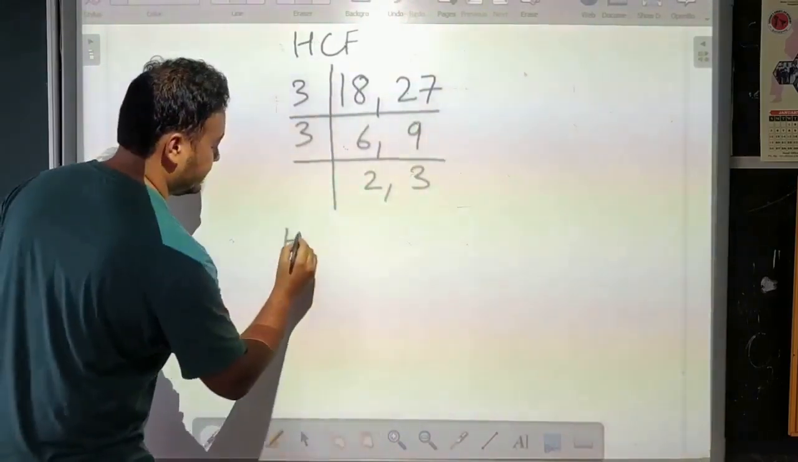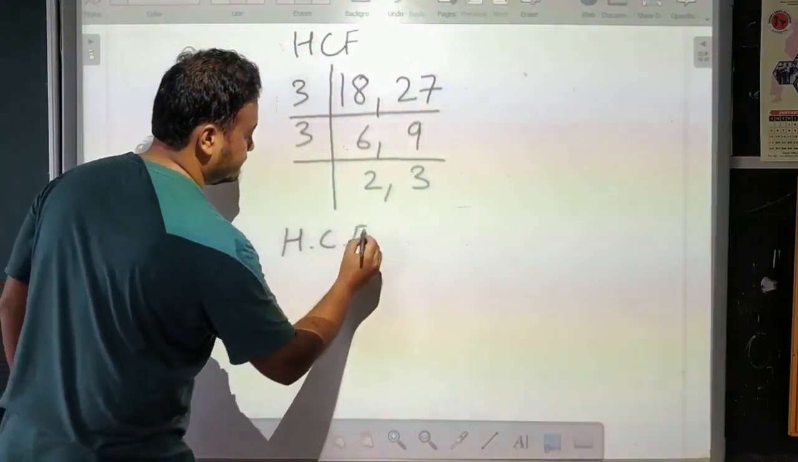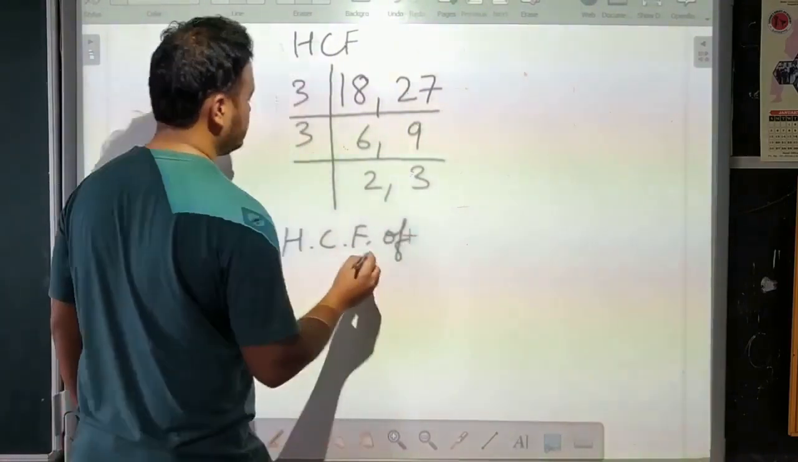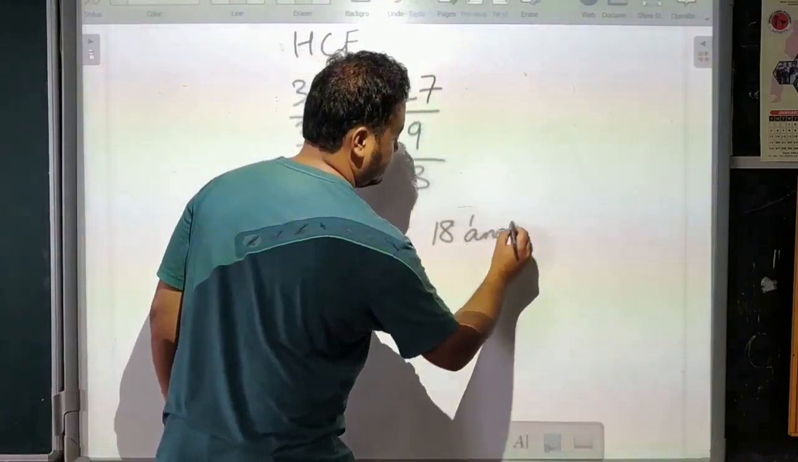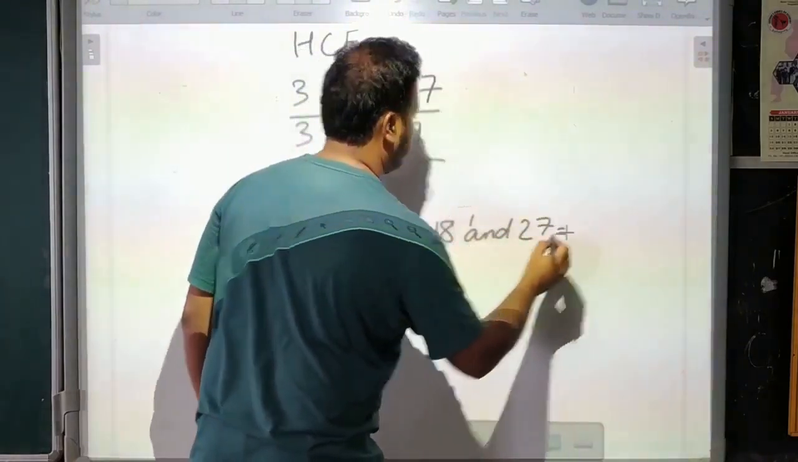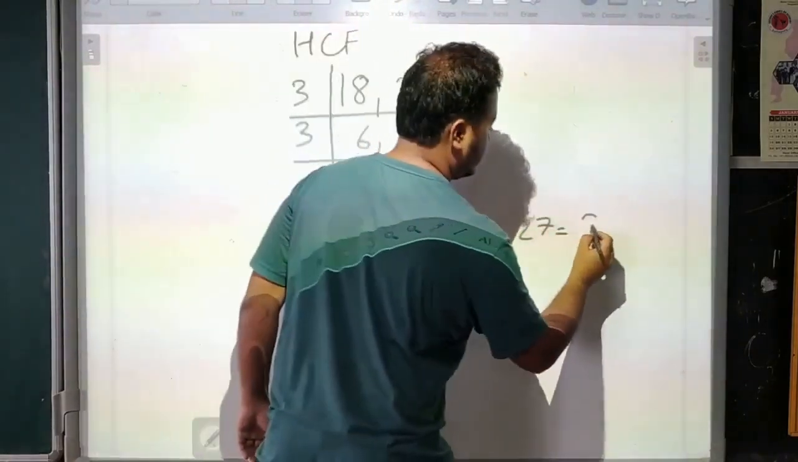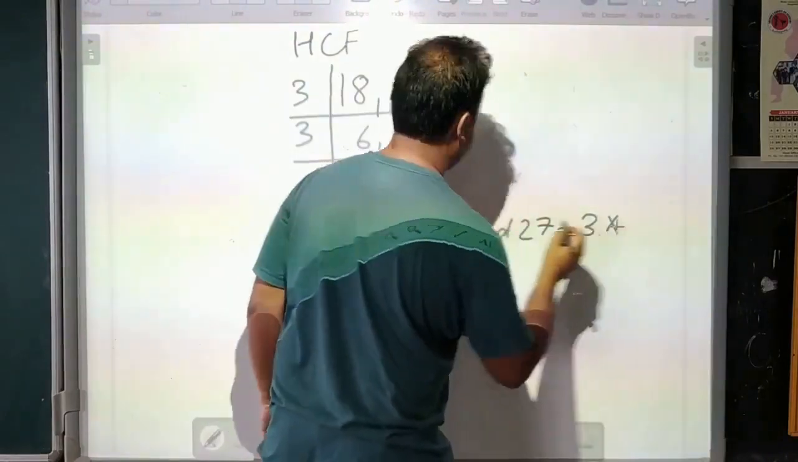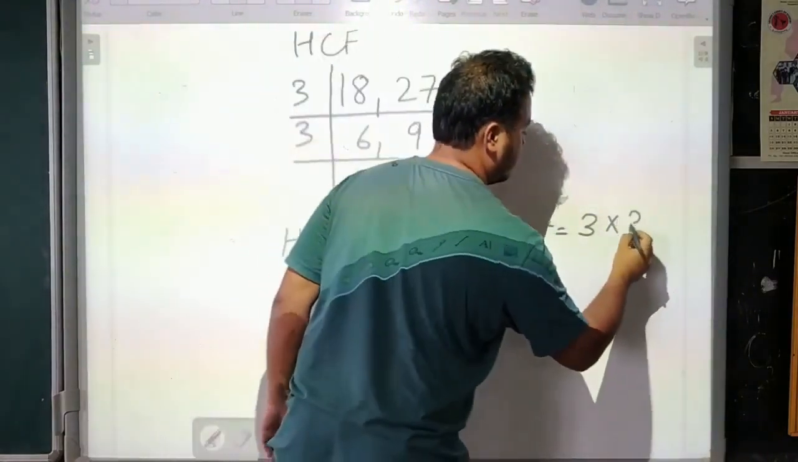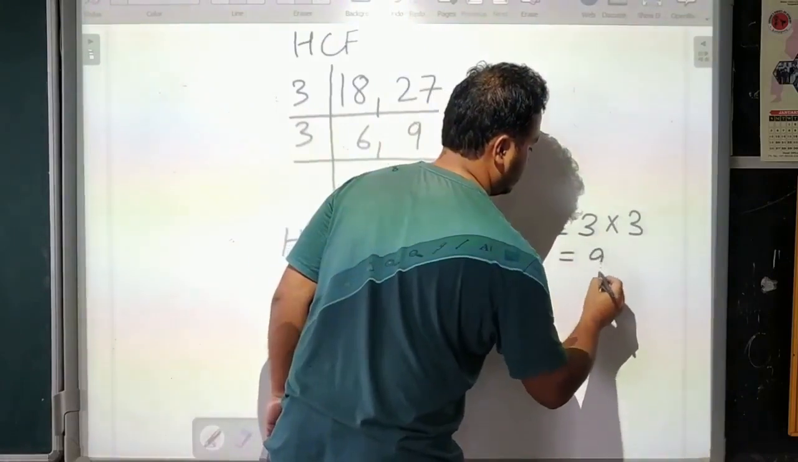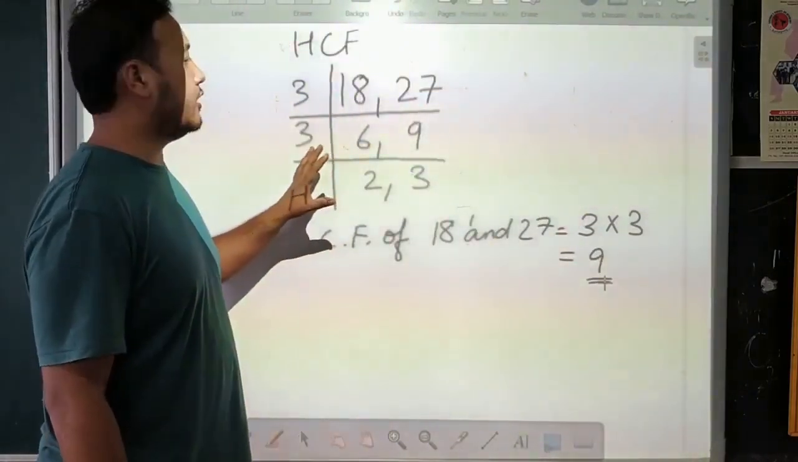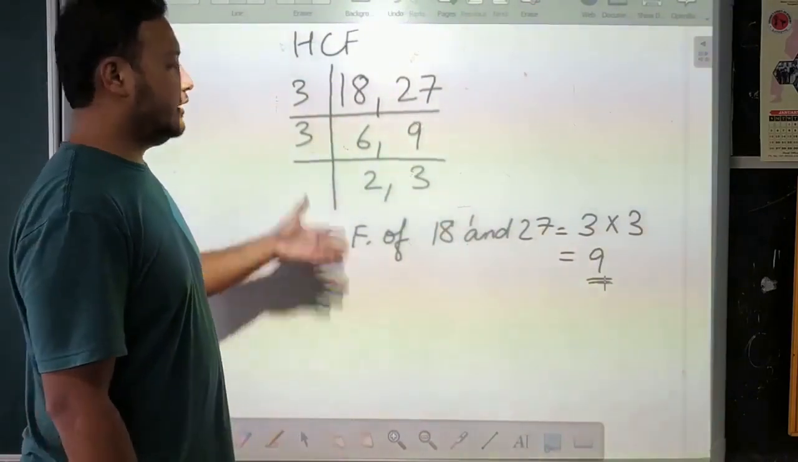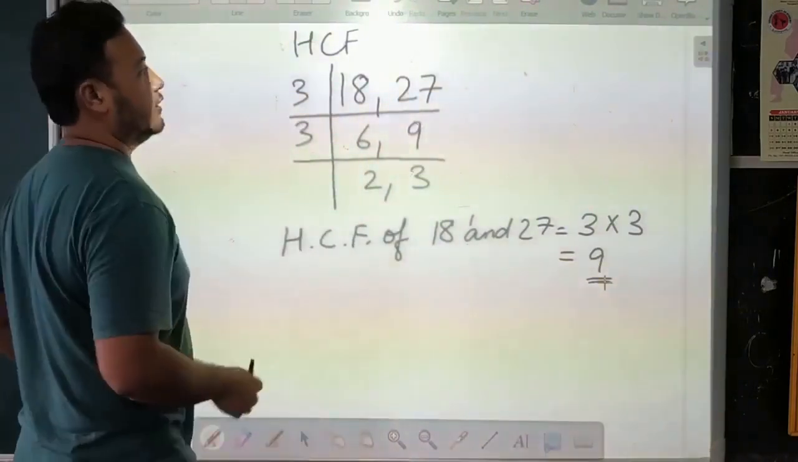So you just have to write HCF of 18 and 27 is equal to 3 multiplied by 3 again, so that is equal to 9. So this is how you can find the HCF of 2 numbers or 3 numbers, okay, same method using long division.